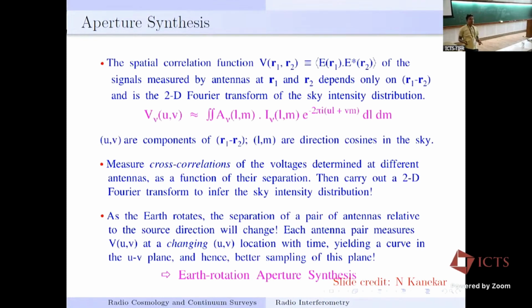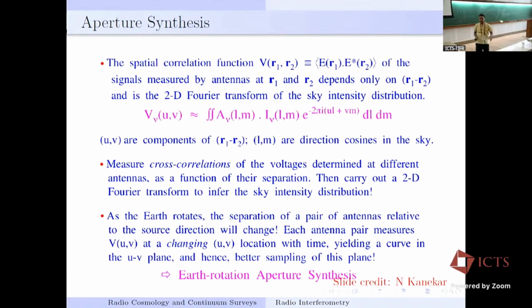So effectively it means if you keep recording this correlation, let's say after 2 seconds or after every 10 seconds, your antenna position with that source is also changing. So you are effectively measuring this antenna voltage correlation, what is the visibility at different UV points, correct? And this is called aperture synthesis, and this is how you measure all the UV points.